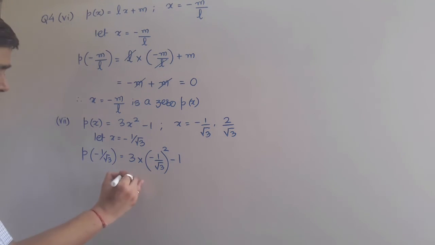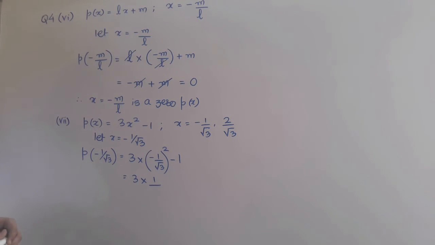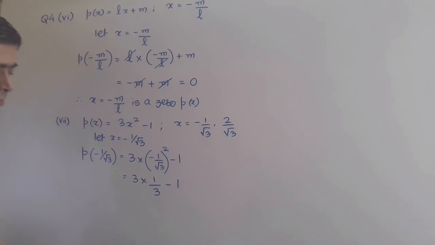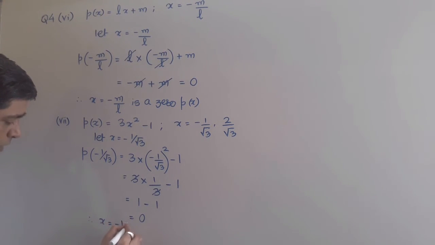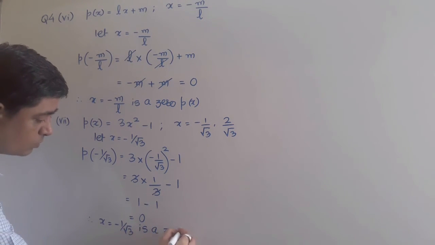Now the minus sign is becoming positive, the square of 1 will be equal to 1, and the square of root of 3, that already we have seen in chapter number 1. If you are squaring any root term, the square and square root get cancelled, remaining here is 3. Minus 1 will be as it is. Now 3 and 3 I cancel, so remaining is 1 minus 1, and hence it will be equal to 0. So what I can say, therefore x equal to minus 1 upon under root of 3 is a 0 of p of x.